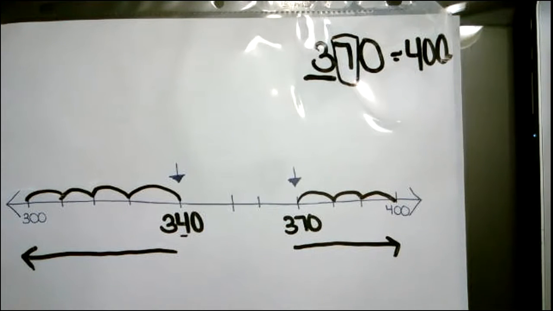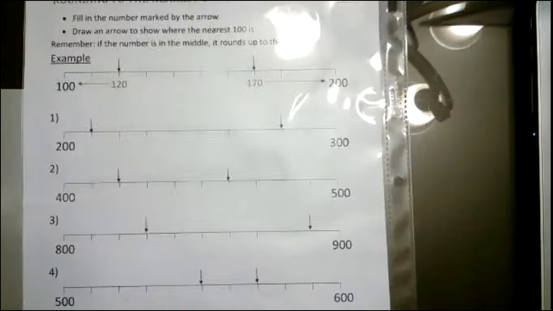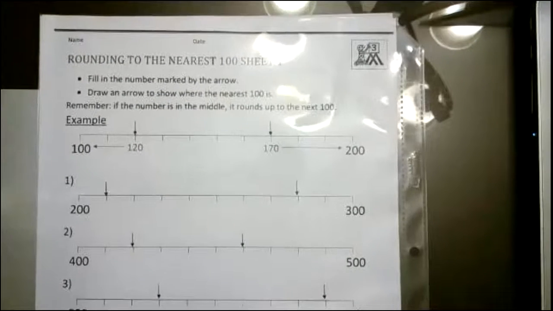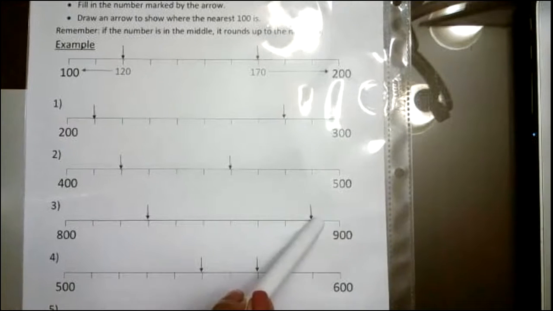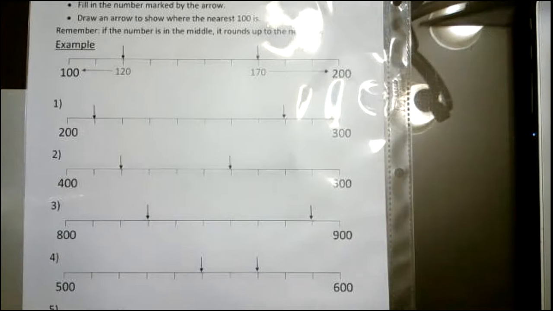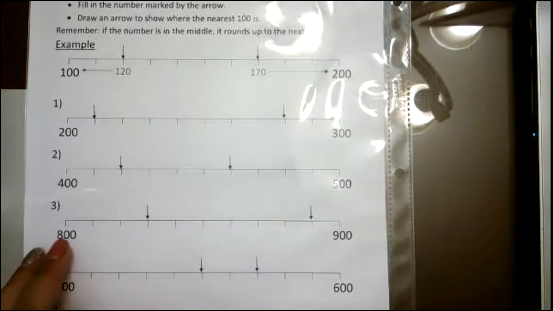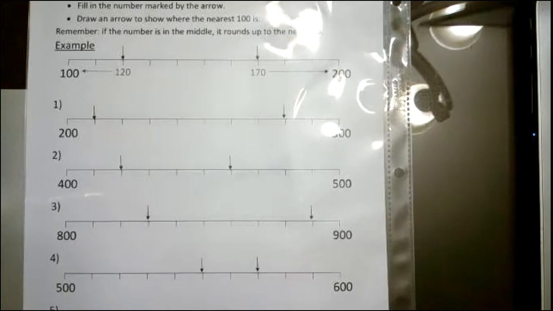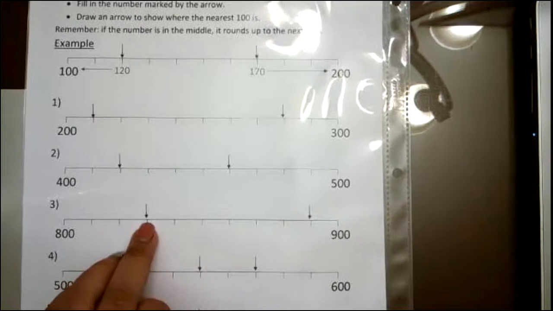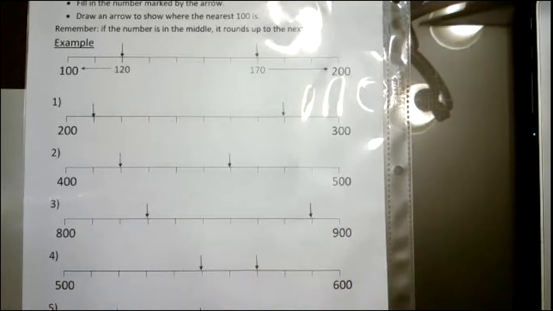All right, friends, now let's do a problem from our homework. You are all doing amazing, friends. All right, friends, so we all need to get our rounding to the nearest hundreds worksheet. And I'm going to be doing number 3 with you. And then I want you to do the rest on your own. So similar to the examples we did before, we have a number line from 800 to 900. We need to figure out what number the arrows are pointing to.